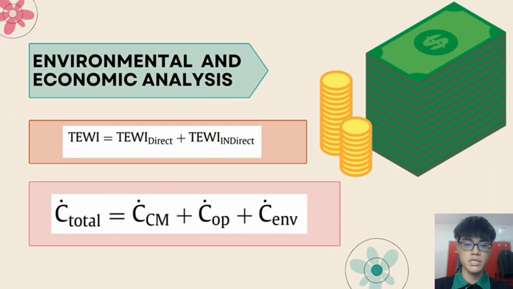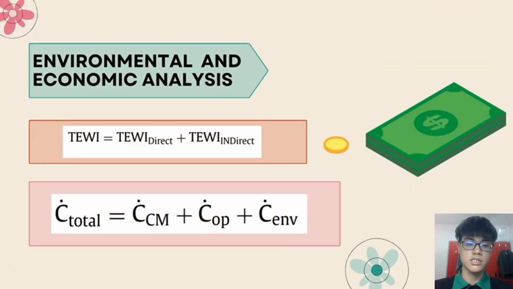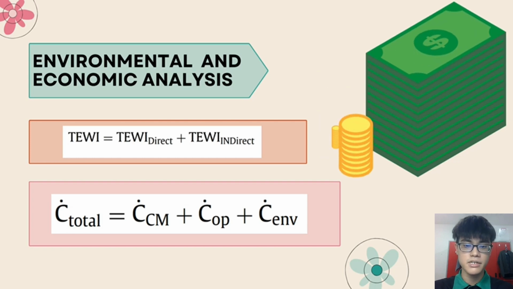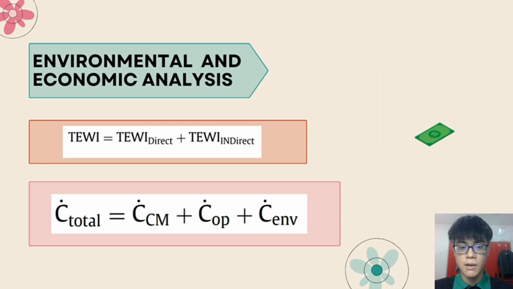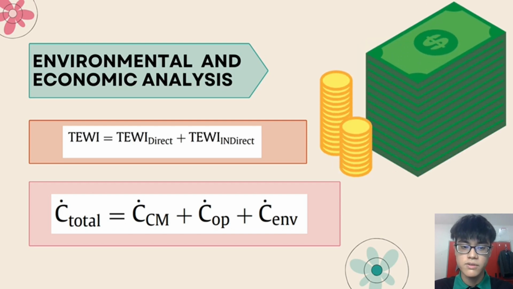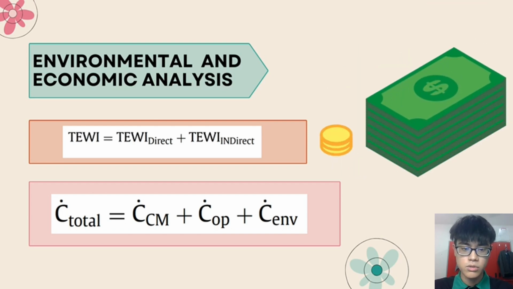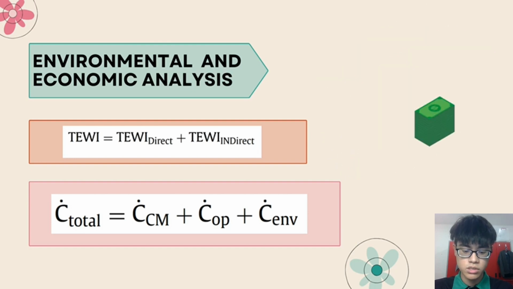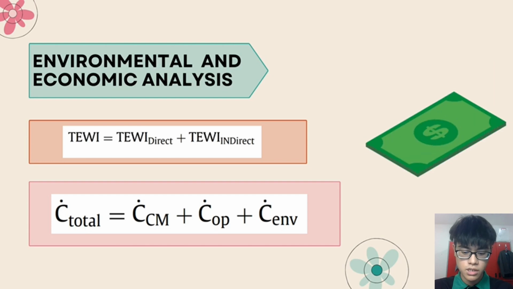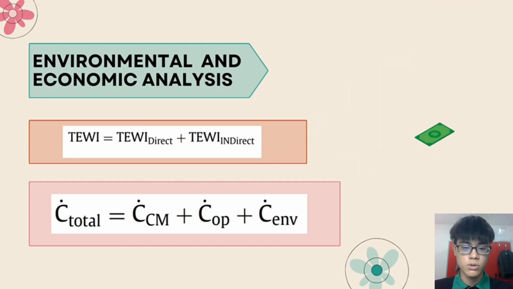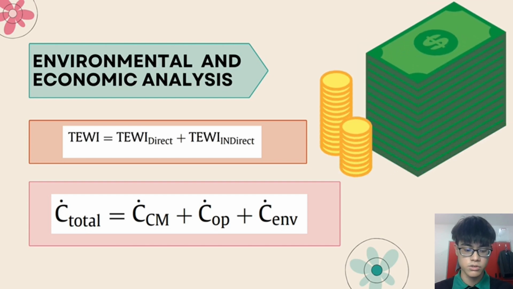For the environmental and economic analysis, the direct total equivalent warming impact and indirect total equivalent warming impact are added up to get the total equivalent warming impact. For the total plant cost rate, the total of capital and maintenance cost rate, operational cost rate, and penalty cost rate due to CO2 emission is calculated.